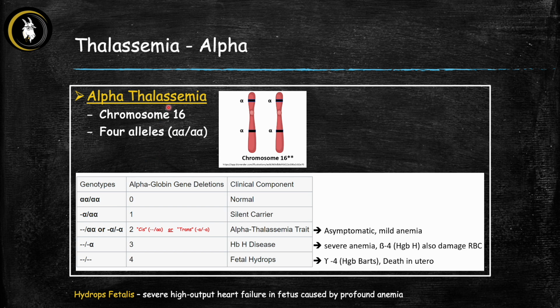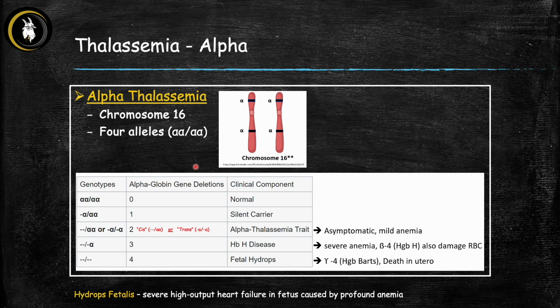Okay, so let's start with alpha thalassemia. The problem here is with the alpha globin chain. That's why this is known as alpha thalassemia. And the alleles for the alpha globin chain are on chromosome 16, and there's actually 4 alleles. So there's 2 on each copy of chromosome 16 for a total of 4. So a normal genotype would be alpha, alpha, alpha, alpha, as shown here in this picture.